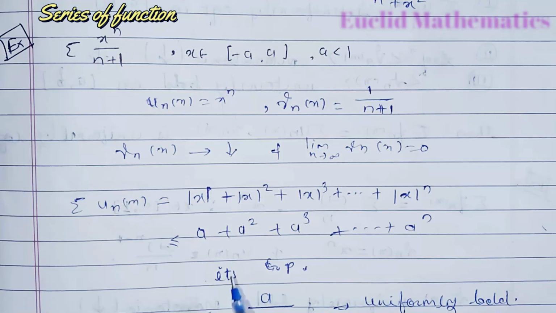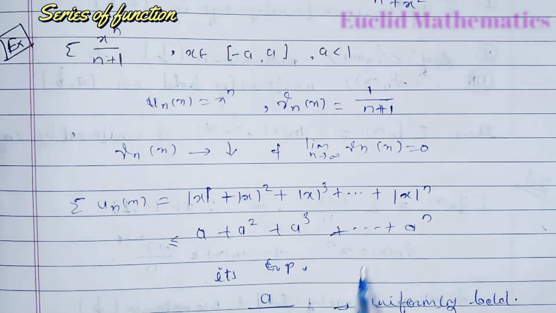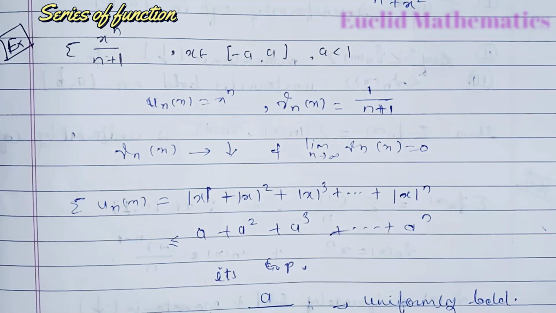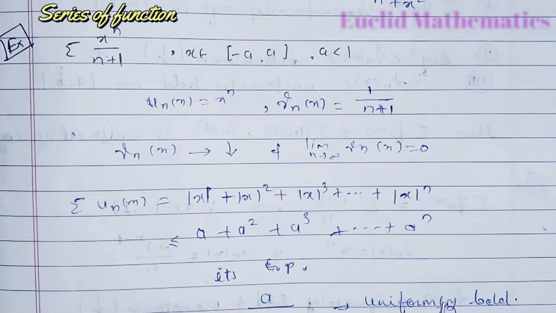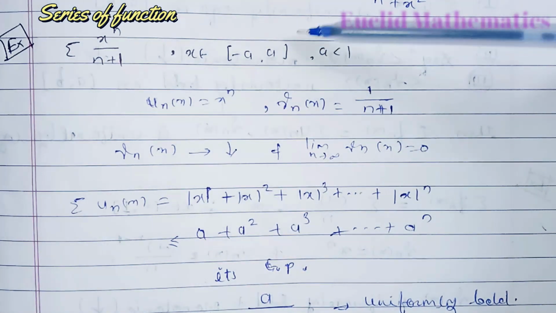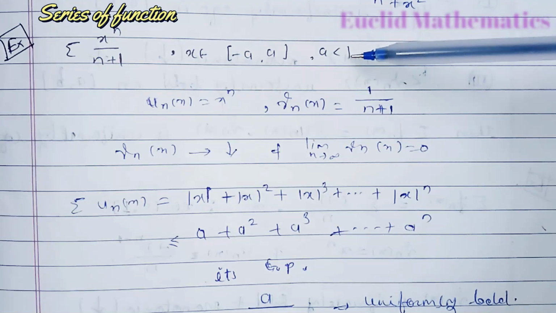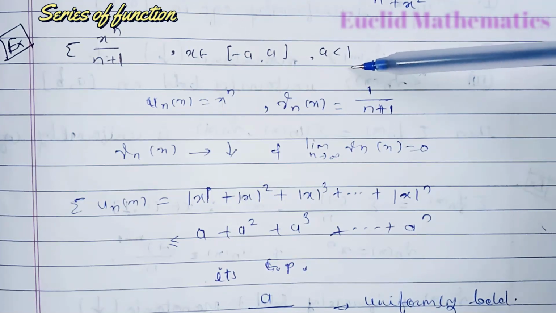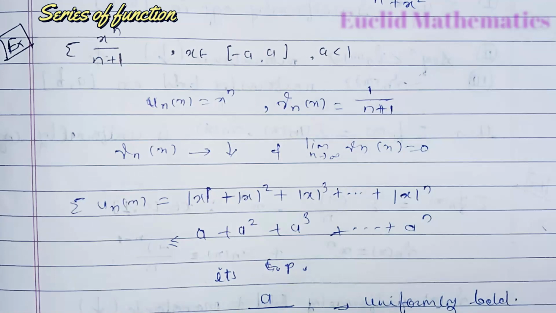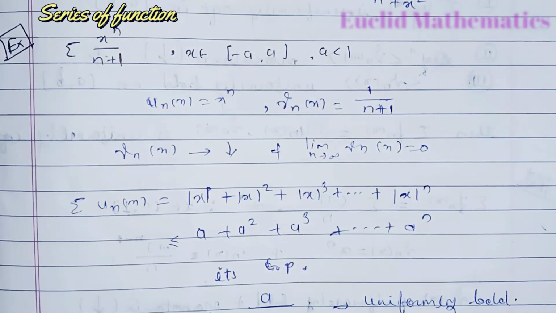Okay, so we can see that the geometric progression is given here. The sum of the nth term is a upon 1 minus a. The sum of the whole series is the first term upon 1 minus the common ratio. So we can see that it is uniformly bounded. Why is it uniformly bounded? Because a belongs to that interval, and a has a value smaller than 1. If a is smaller than 1, then this value is going to be smaller and smaller, so it gives a bounded value. This is the uniformly bounded.